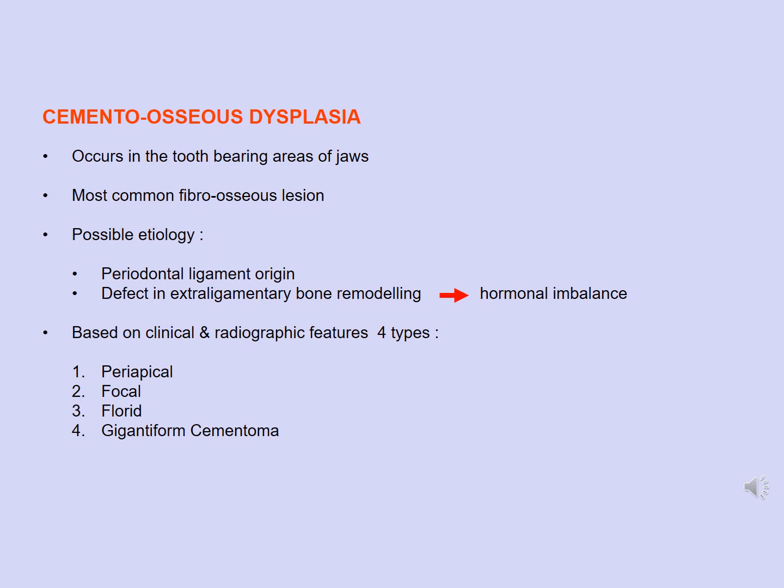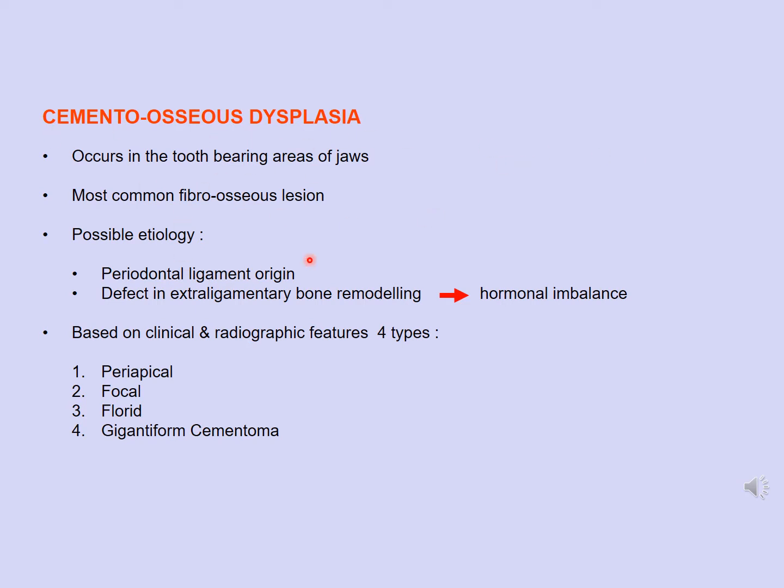All right, so let's move to cemento-osseous dysplasia. Cemento-osseous dysplasia, previously in the 2005 classification of the WHO, was called osseous dysplasia. These fibro-osseous lesions are among the most common ones that we see in dental practice. They occur in tooth-bearing areas of the jaw. They're the most common fibro-osseous lesions.